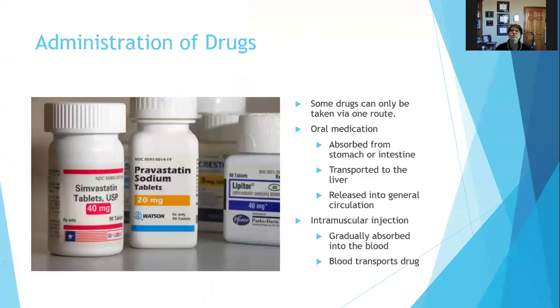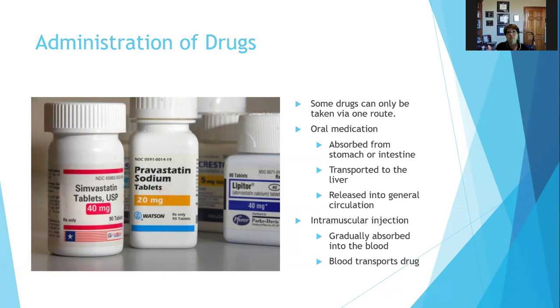So drugs can be taken, some drugs can only be taken via one route. So there's some oral medications that can only be taken orally because they have to be absorbed from the stomach or intestine, transported to the liver, transformed in some way by the liver, and then released into general circulation.